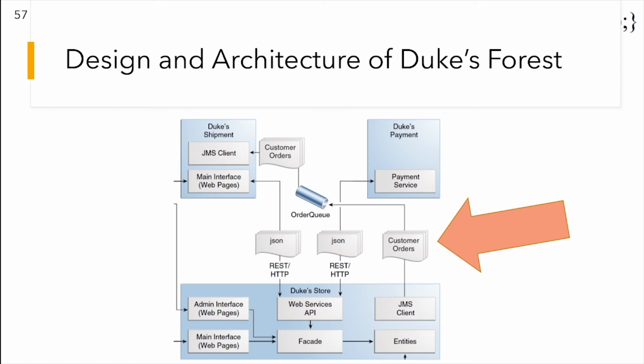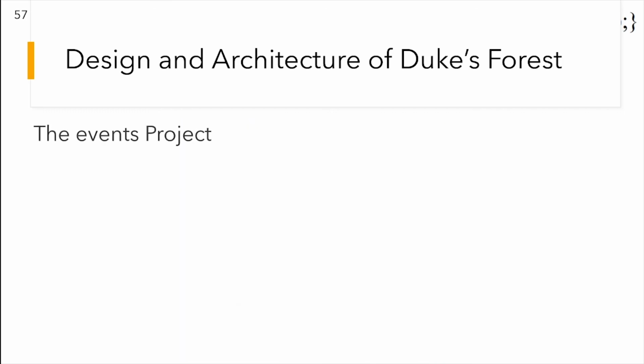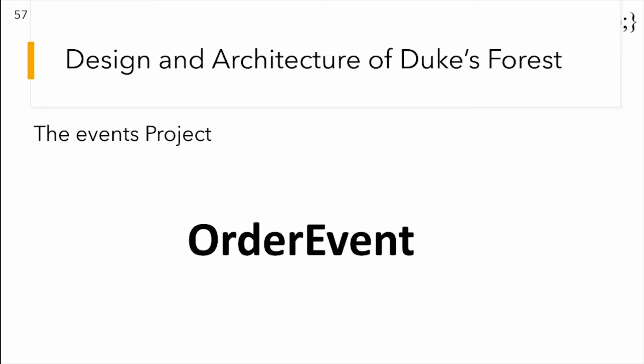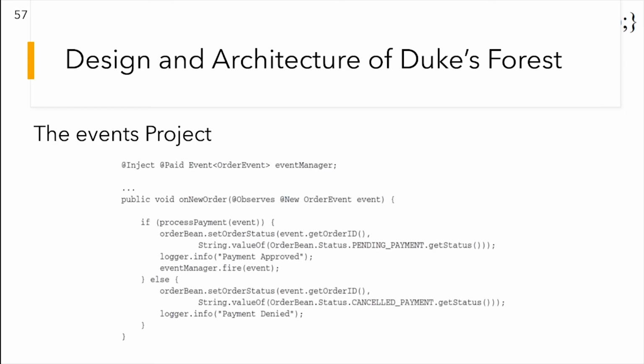The most fundamental building blocks of the application are the Events and Entity projects, which are bundled into Duke's Store and Duke's Shipment along with Duke's Resource project. Now, the Events project is one of the core components of Duke's Forest. Despite its importance, it's rather simple. It has only one class, the order event, but this class is responsible for most of the messages between objects in the application. Here's a little snippet of its use in the payment handler class.